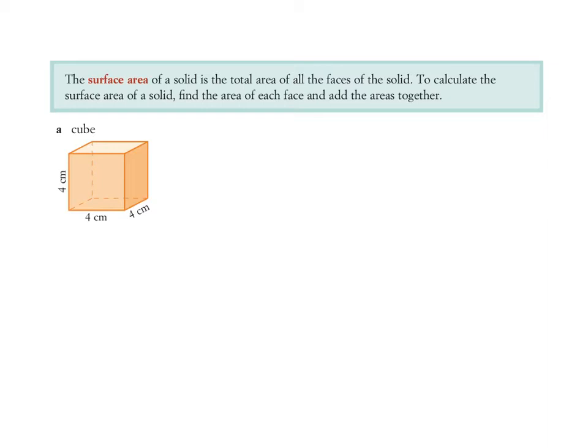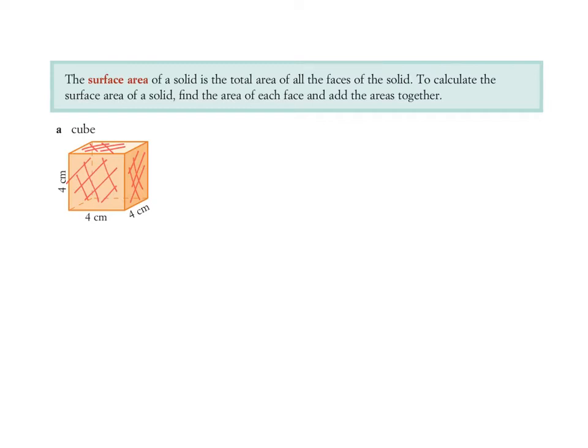So in this case, we are referring to the area of this surface, which we often call a plane, the area of this plane, the area of this plane, and of course they're opposites. So you've got the front and the back, the left and the right, and the top and the bottom. They are all the surfaces of the cube. And of course surface area simply means to add all those together.